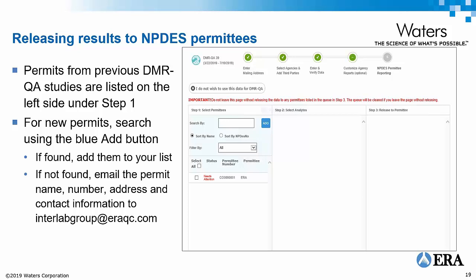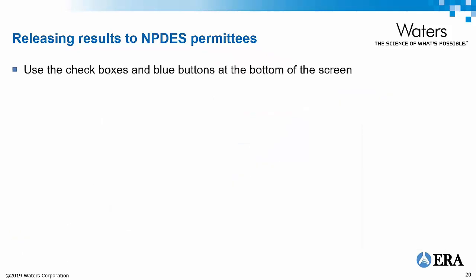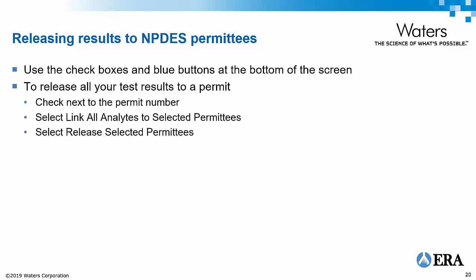So now that you've had your list of permits there, you're ready to release individual data to each of those permits. For these steps, we use the checkboxes and the blue buttons that are down at the bottom of the screen. The first option is to release all of your test results to a permit. To do that, you just check the box next to the permit number. You select Link All Analytes to Selected Permittees button, and you select the Release Selected Permittees button. You will then have linked your analytes, released them to that one permit.